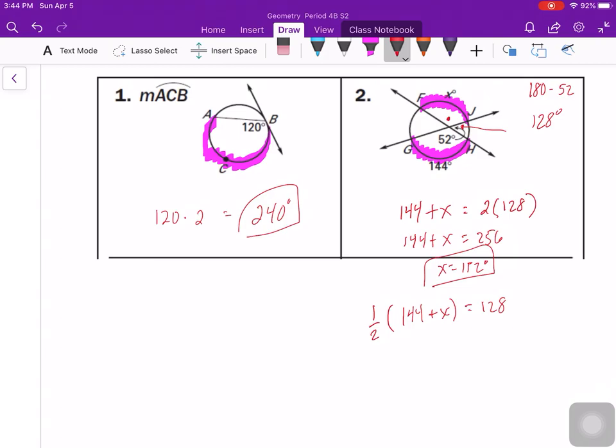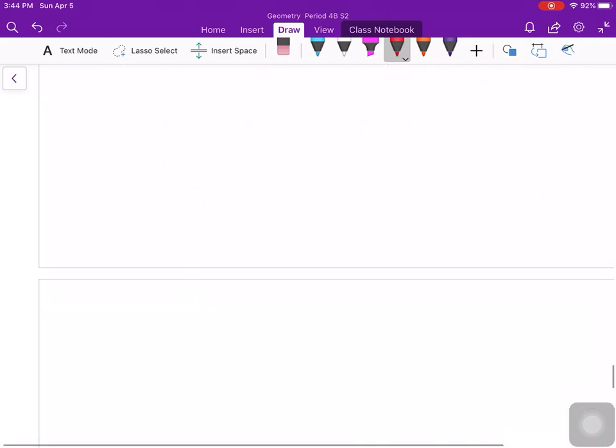So again, just be careful when you're doing these questions to make sure that you're looking at what angles or what arcs are labeled so that you know which one you're looking for. Again, the formula is always the angle measure is half of the 2 arcs added together. So that's what I did here. Again, if I solve this one, I would multiply by 2 on both sides to start with. So I got 144 plus x equals 256, and then subtract 144. So it'd be the same way.